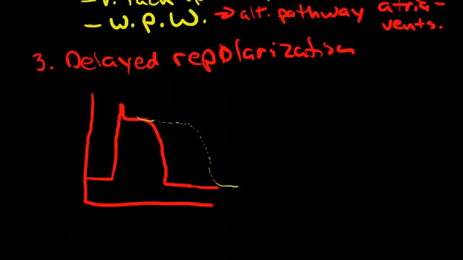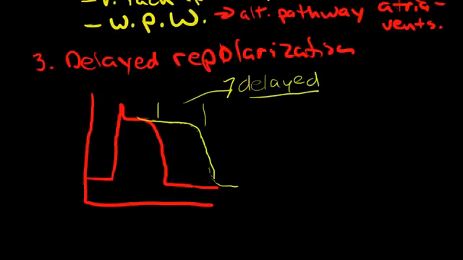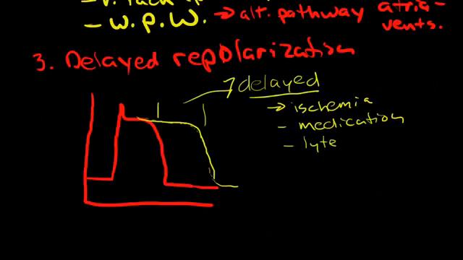This is delayed repolarization. And this can be caused by a number of conditions. This can be caused by heart cells that have been damaged by ischemia. It can be caused by a number of medications, or it can be caused by electrolyte imbalances, particularly magnesium, potassium, and calcium.